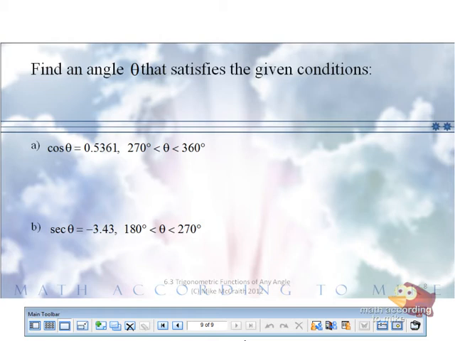So the cosine of theta in part A is 0.5361, where theta is between 270 and 360 degrees. Well, 270 and 360 degrees is what quadrant? Fourth quadrant. And we shouldn't be surprised because cosine is positive there, and hey, positive number.